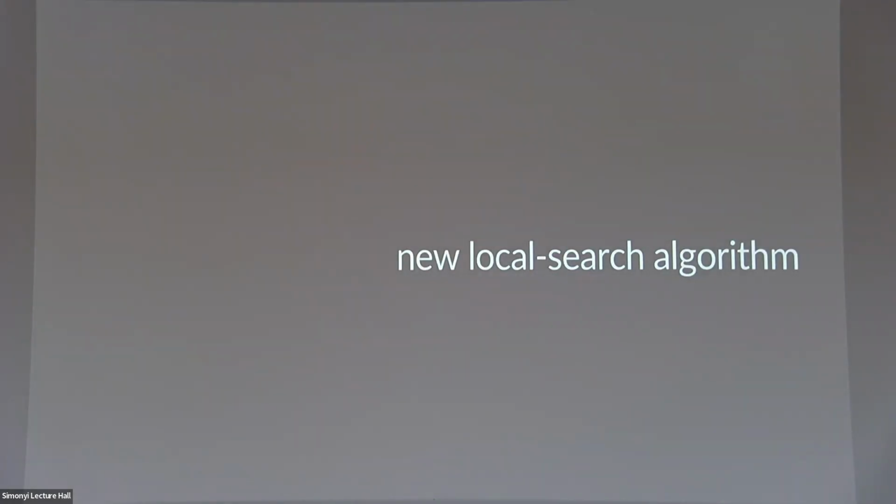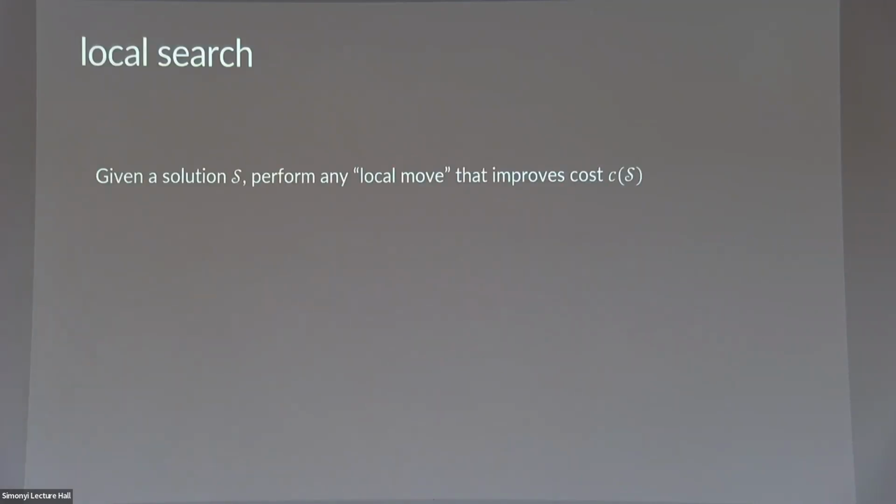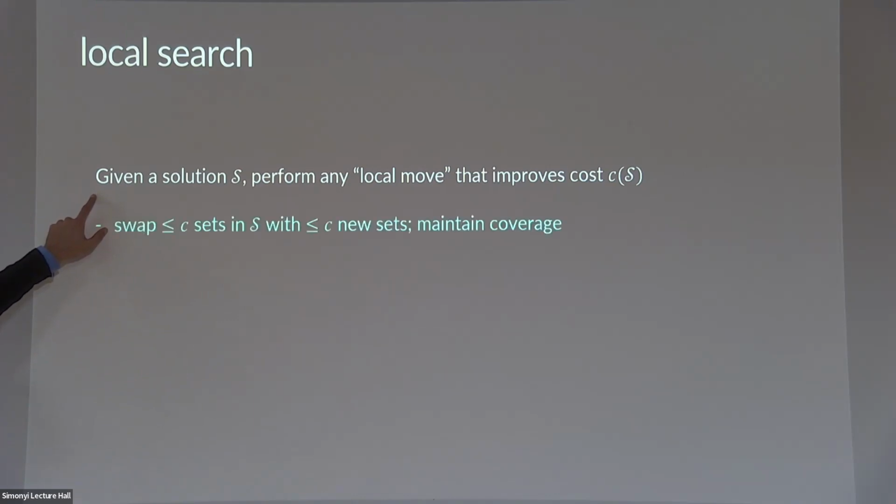Good. So let me tell you about local search. I'm not showing you the 50 other ways in which we can solve set cover. I'm just showing you the new stuff. And it's also very simple. Okay. So local search: start off with any solution and then perform any local move that improves the cost of the solution. And so, for instance, here's a local move. Take a set from your solution and drop it, and add a new set. Or take at most one set from your solution and drop it and add at most one new set. You of course want to maintain coverage.